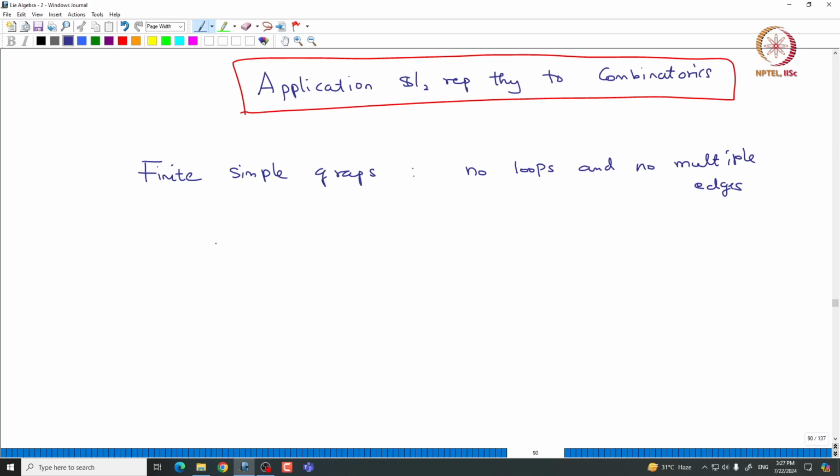Let us always take the vertex set to be indexed by 1 to n. For example, when n equals 2, we have two vertices, and either there is an edge between 1 and 2 or there is no edge. So, only two graphs are possible.